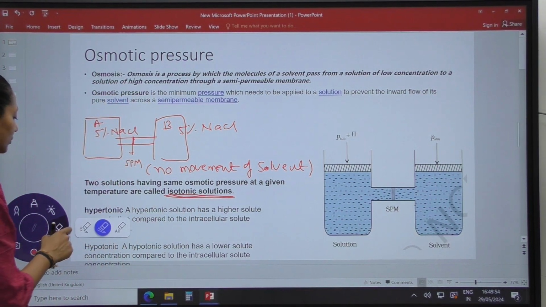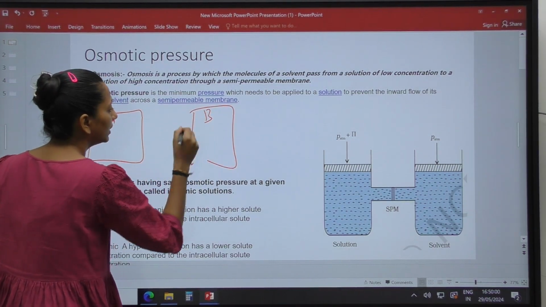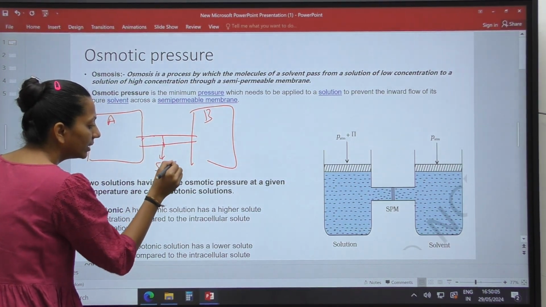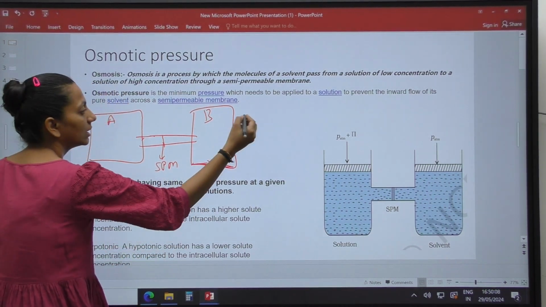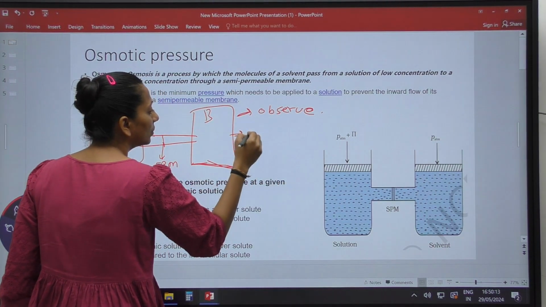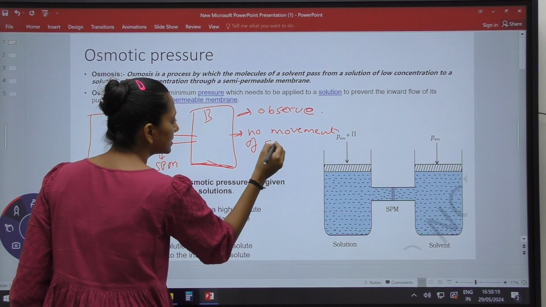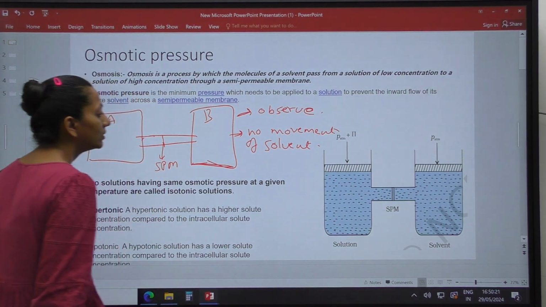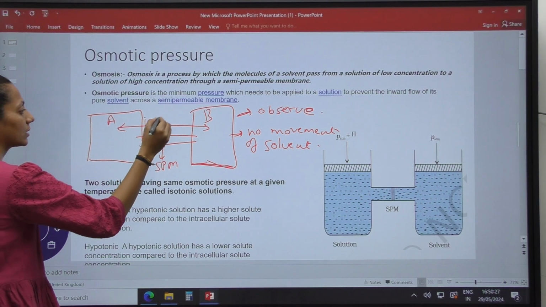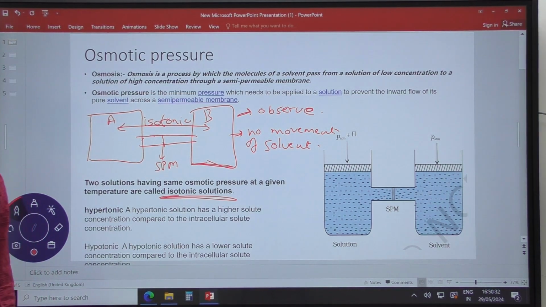We can have one more thing: if I am having two solutions A and B joined to each other using a semi-permeable membrane, and if we observe no movement of solvent particles, then these two solutions are said to be isotonic. What is the meaning of isotonic? They are having the same concentration.